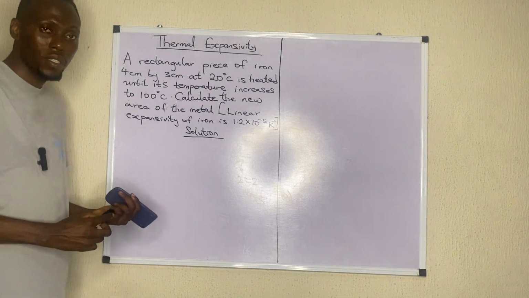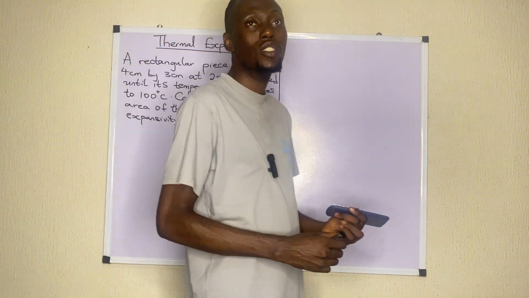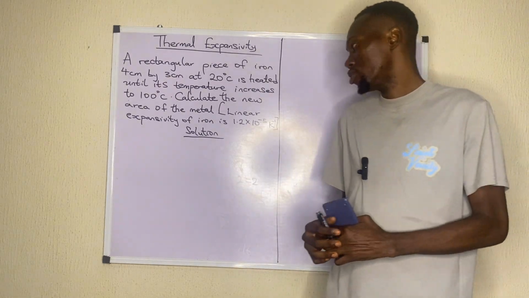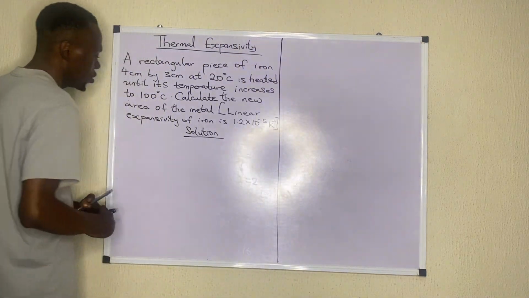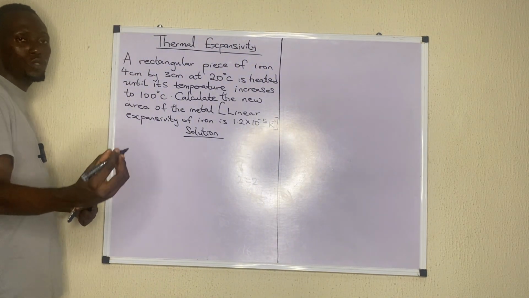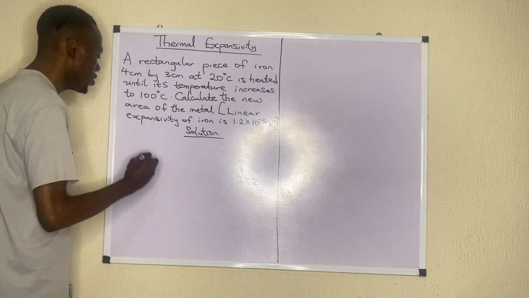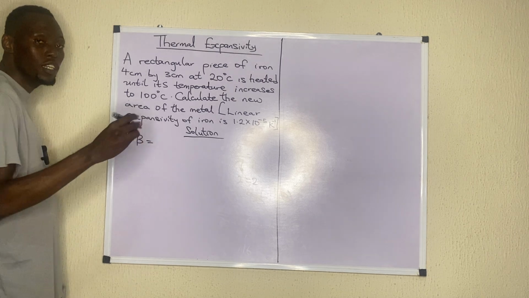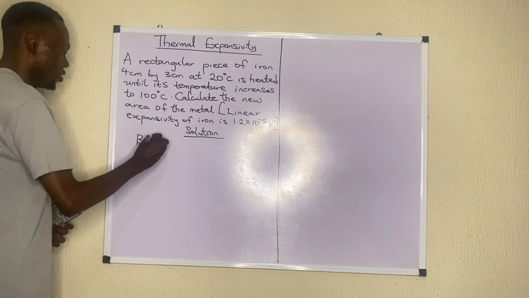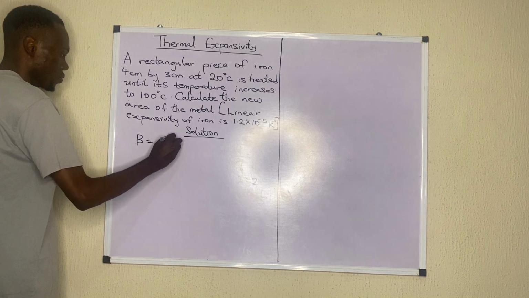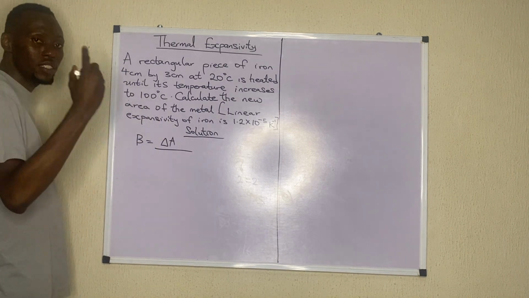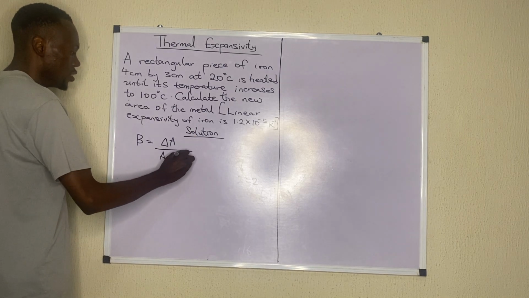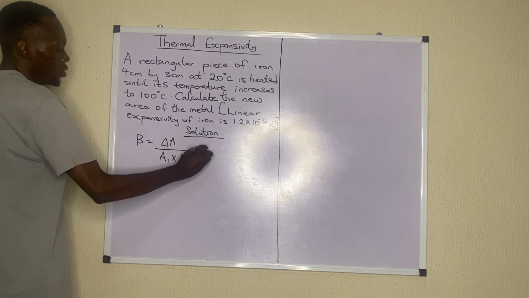What is superficial expansivity? Superficial expansivity is simply the increase in area per unit area per degree rise in temperature. Moving on, the letter we use to identify area expansivity is known as beta. And beta is equal to the increase in area, which is delta A, per unit area, that means the initial area, per degree rise in temperature, that means change in temperature, we call it delta theta.